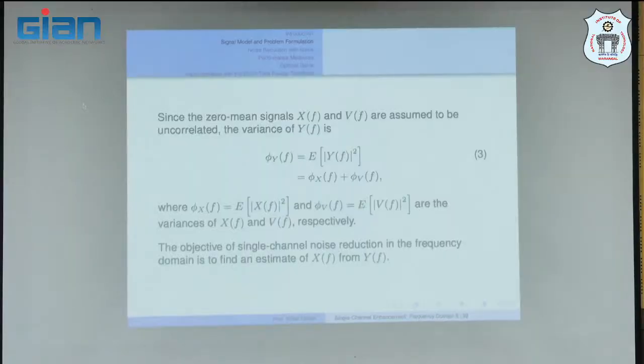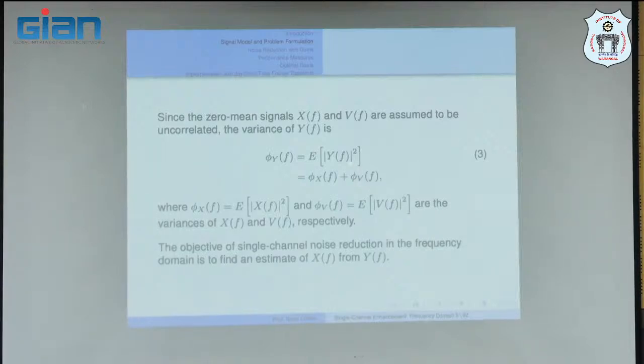Okay, so we can define the variance of the noisy measurements in each frequency. Actually, if we work on each frequency independently, we can remove the dependence on F, because we work on each frequency independently. So sometimes we keep the function of F, and sometimes we can just drop it because we understand we work on each frequency independently.